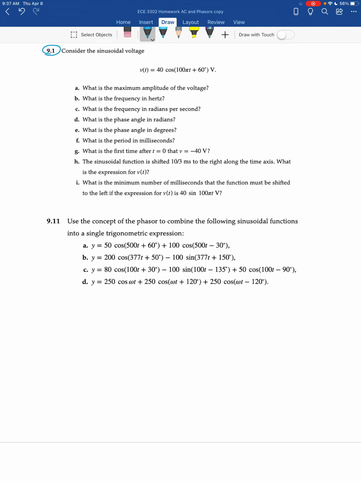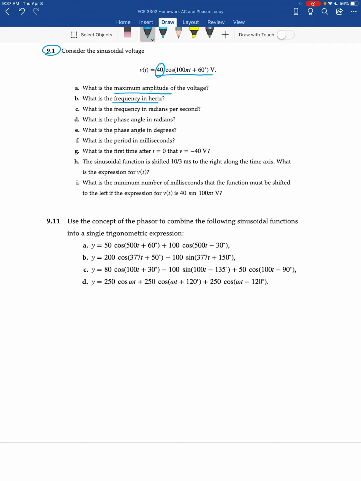So the first thing we want to look at is this sinusoidal expression, 40 times cosine of 100 pi t plus 60 degrees. So this question concerns some basic definitions. The first you're asked is, what is the maximum amplitude? The amplitude can always be found right here. So 40 volts is the amplitude.